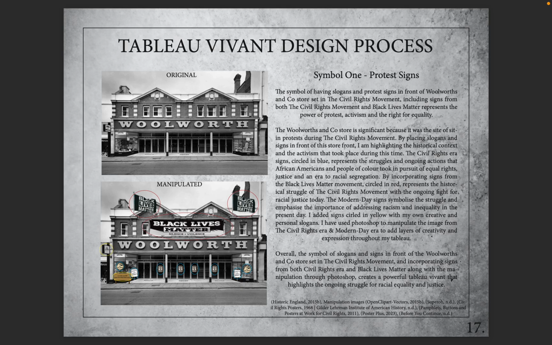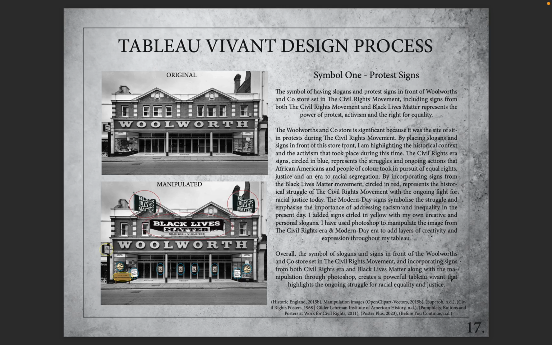Incorporating signs from the Black Lives Matter movement, circled in red, connects the historical struggle of the civil rights movement with the ongoing fight for racial justice today. The modern-day signs symbolize the struggle and emphasize the importance of addressing racism and equality in the present day. I added signs circled in yellow with my own creative and personal slogans. I have used Photoshop to manipulate the image from the civil rights era and modern day era to add layers of creativity and expression throughout my tableau.